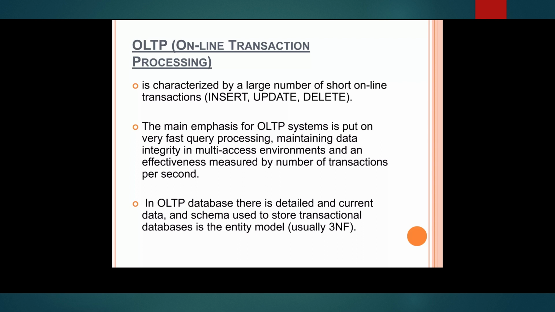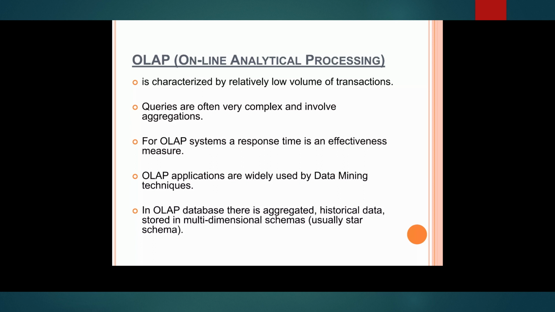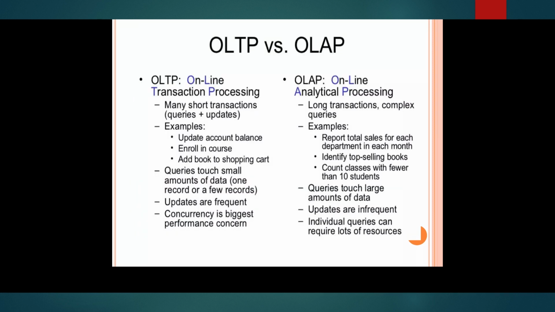In an OLTP database, there is detailed and current data, and the schema used to store transactional data is the entity model, usually 3NF. OLAP, online analytical processing, is characterized by a relatively low volume of transactions. Querying is often very complex and involves aggregations. For OLAP systems, response time is the effectiveness measure. OLAP applications are widely used in data mining techniques. In an OLAP database, there is aggregated historical data stored in a multidimensional schema, usually a star schema.